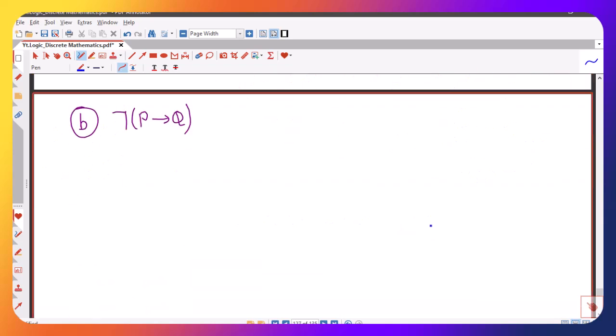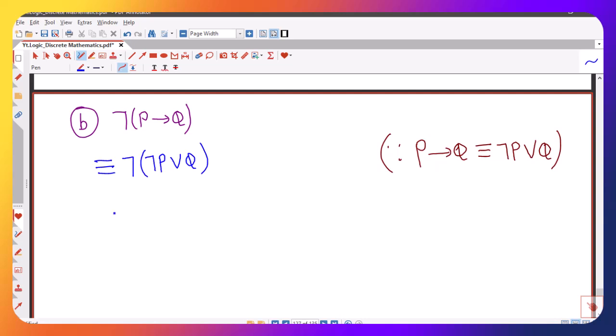We can understand another example also. Here I have negation of P implies Q. So first we can use this logical equivalence. P implies Q is logically equivalent to negation P or Q. So if I use this logical equivalence, then first I will replace P implies Q by negation P or Q.